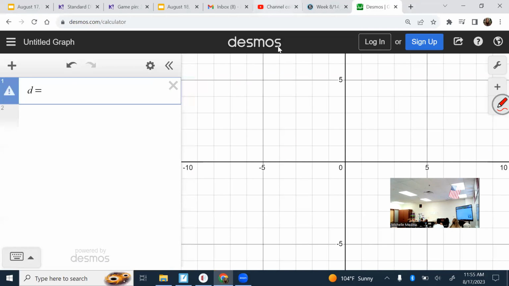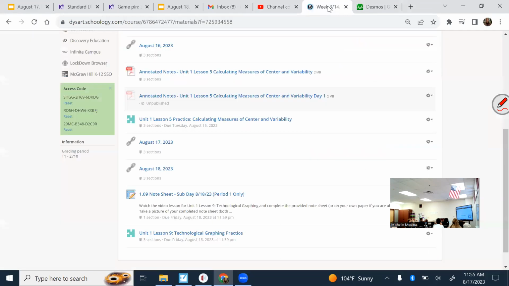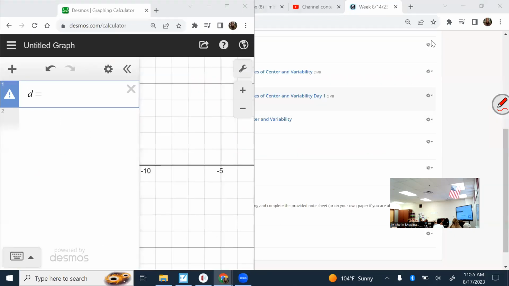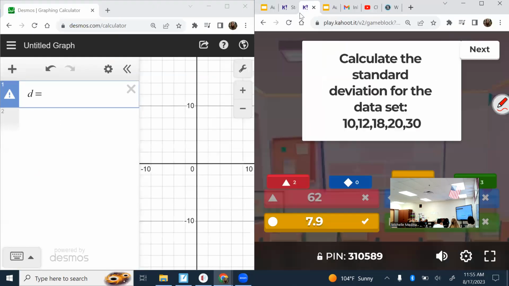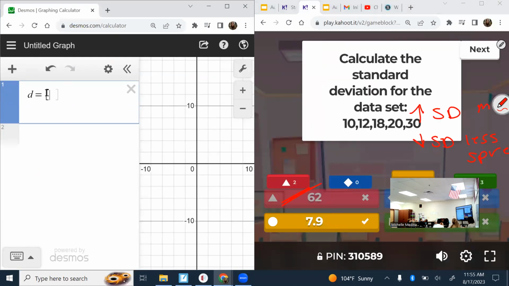I would put D for data. The numbers were 10, 12, 18, 20, and 30. So I had 5 data points. I should have 5 in my list. You have to put the brackets or it doesn't do anything.